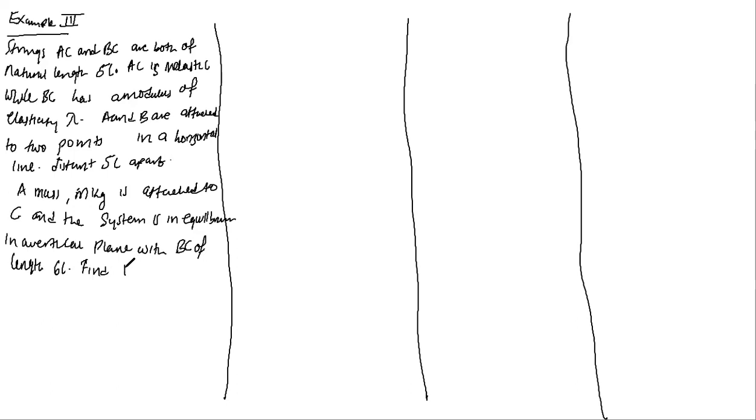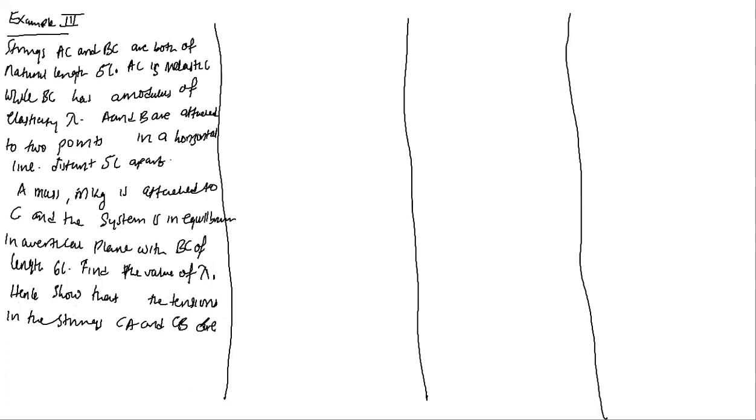Find the value of lambda. Hence, show that the tensions in the strings CA and CB are 3/4 mg and 7/20 mg, respectively.